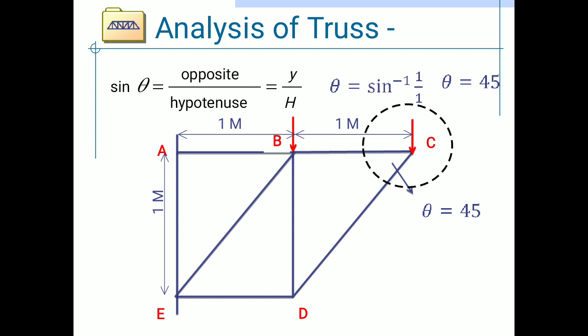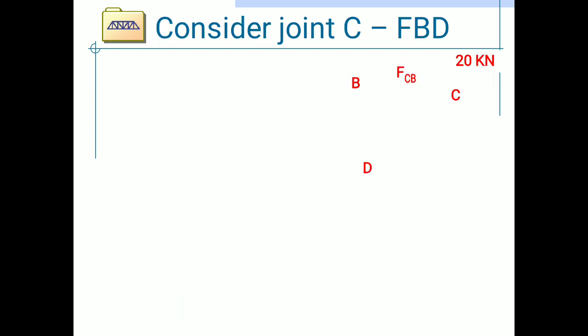Now consider joint C and draw a free body diagram at joint C. This is the first force, which is horizontal, FCB, and this is the second member, which is inclined, FCD. The inclined member we resolve first in two directions, horizontal and vertical. Horizontal force is FCD cos 45 and vertical force is FCD sin 45. At joint C, 20 kN force is applied in downward direction.